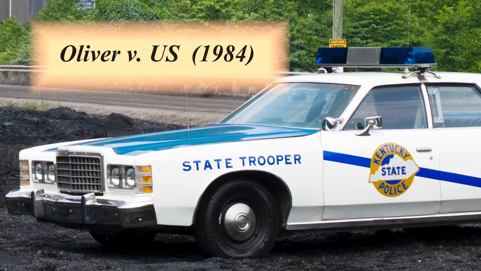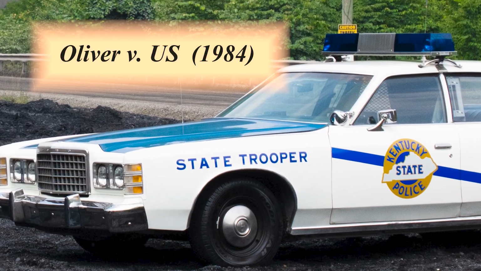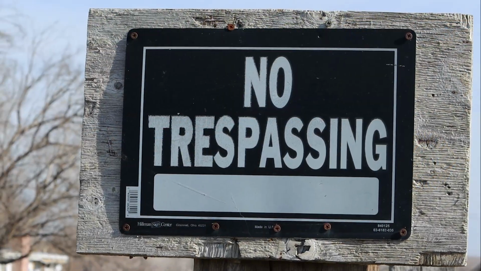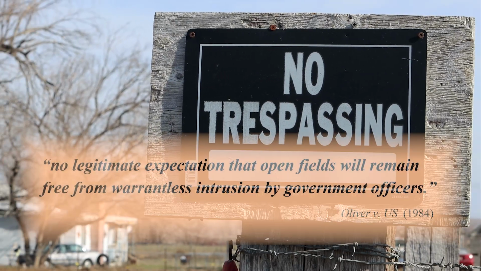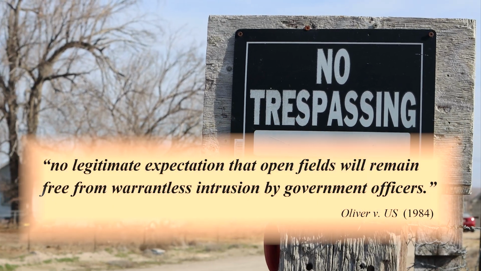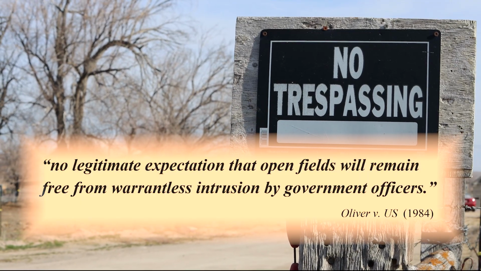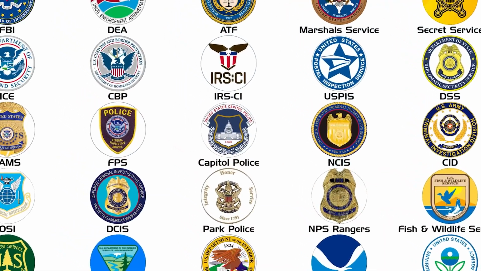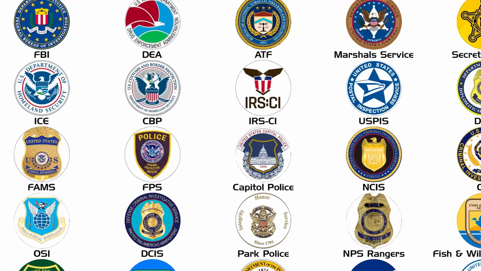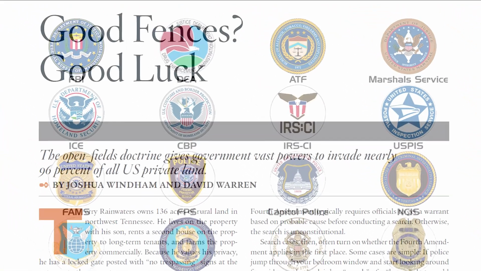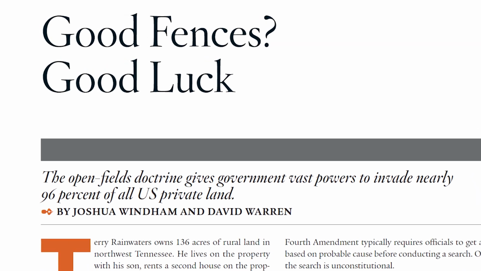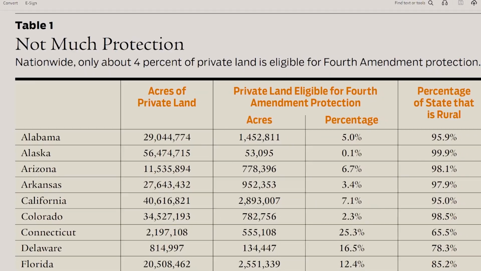In Oliver v. U.S., SCOTUS ruled government agents did not commit an illegal search despite ignoring numerous no trespassing signs, because landowners have no legitimate expectation that open fields will remain free from warrantless intrusion by government officers. Government agents nationwide now routinely use the Oliver ruling as tacit approval by the courts to conduct warrantless searches. This has left more than 96% of the privately owned property with no Fourth Amendment protections nationwide.